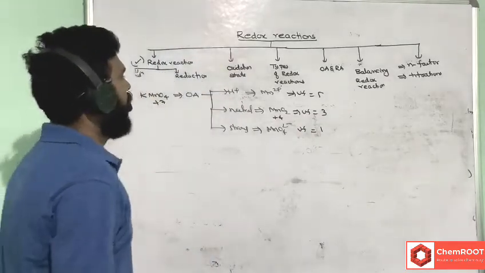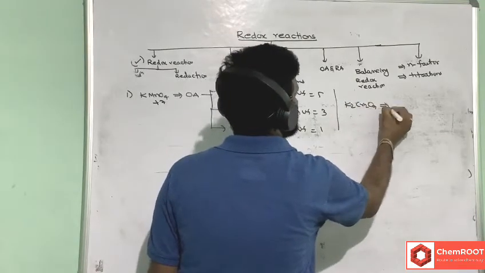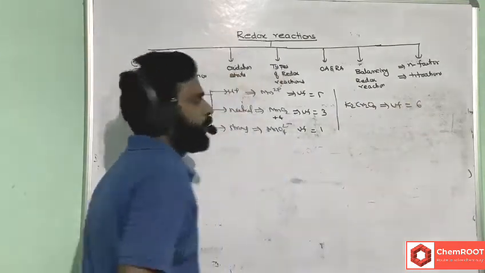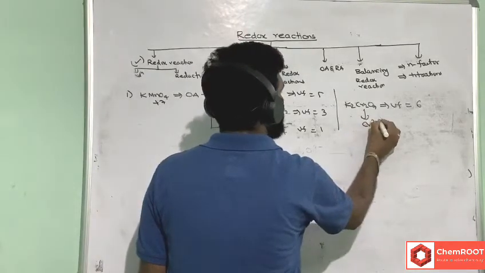And in the K2Cr2O7 case, the valency factor will be 6, because it only gives Cr3 plus ions.